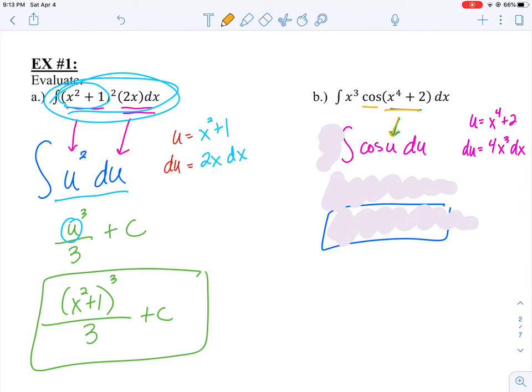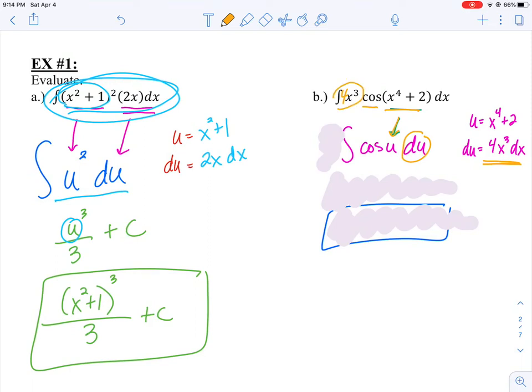But in order to have this du, I need to make sure that I have a 4x cubed dx. And I don't know about you, but all I see is an x cubed dx. I'm missing a 4, right? And so here's the trick: if I'm missing a constant, as long as it's just a number, I can actually plug in that number as long as I balance out my original problem and I haven't actually affected its value. So I can put a 4 in there.